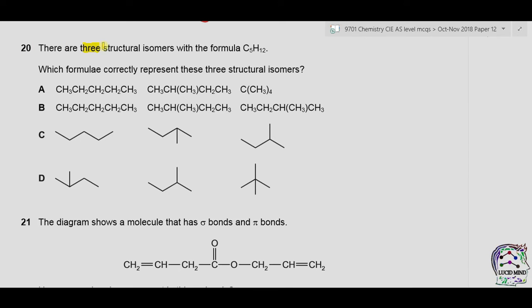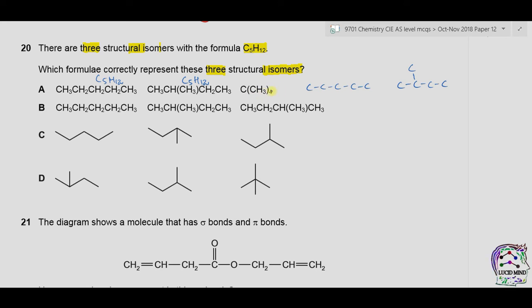Question 20. There are 3 structural isomers with the formula C5H12. This is an alkane. Which formula correctly represents these 3 structural isomers? In A, we have 5 carbon atoms in a long chain. Rest are hydrogen atoms, there are 5 carbon, 12 hydrogens. Then we have 4 carbon atoms in the long chain and 1 carbon is present on the second carbon as a substituent. Again, we have 5 carbon atoms and 12 hydrogens. So this is a structural isomer.